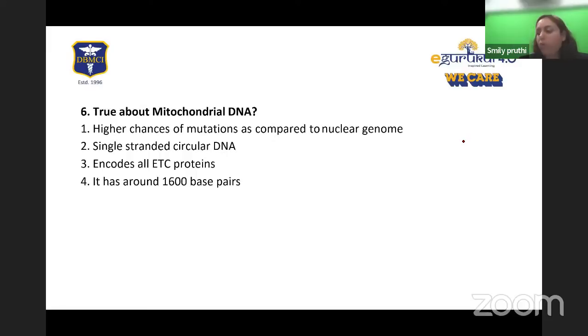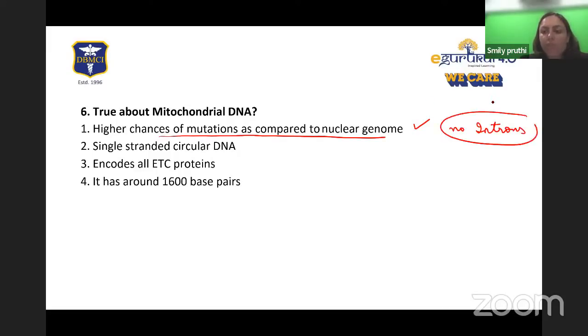Okay, then true about mitochondrial DNA. It has high chances of mutation as compared to the nuclear genome. Yes, because there are no introns present here. Presence of introns prevents mutation. So when introns are not present in prokaryotes, they are also not present in mitochondrial DNA, because this is the same as prokaryotic DNA, unlike the eukaryotic DNA that is present in the nucleus.